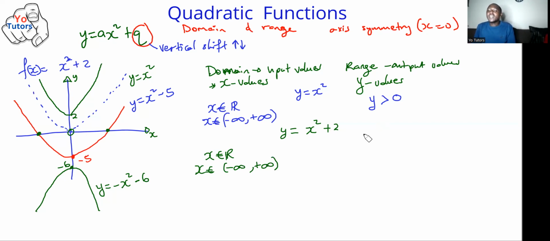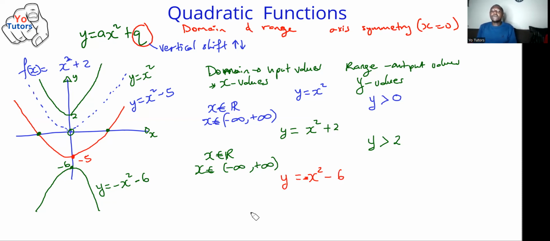Now, what about the range? The range in this case, we are saying it's occupying values from 2 going upwards. So it's occupying values from 2 going upwards. So this one here, y greater than 2. That becomes our range for this kind of graph. What about this one that is facing down, that is not smiling, that is sad? Let's look at it and see what we get. So here y is going to be equal to negative x squared minus 6.